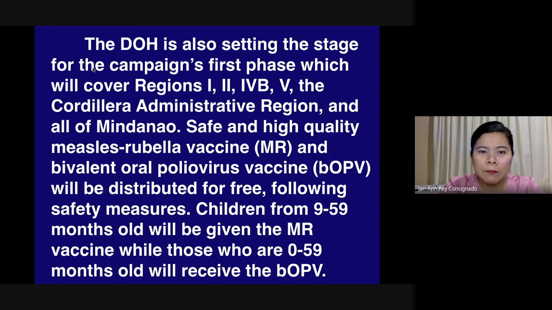Safe and high quality measles rubella vaccine, or MR, and bivalent oral poliovirus vaccine, or BOPV, will be distributed for free following safety measures. Children from 9 to 59 months old will be given the MR vaccine, while those who are 0 to 59 months old will receive the BOPV.